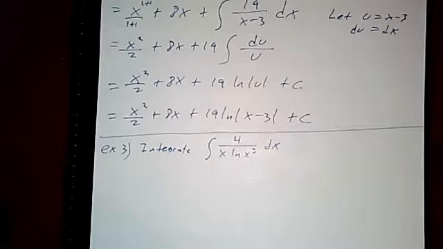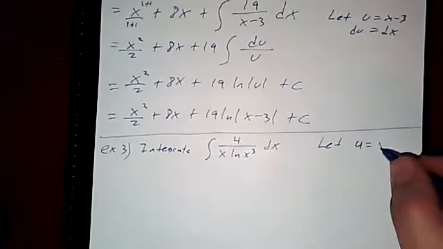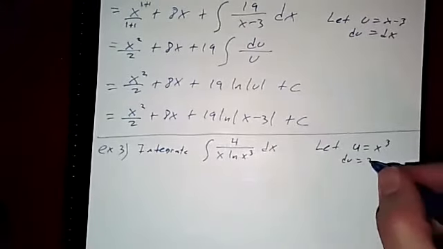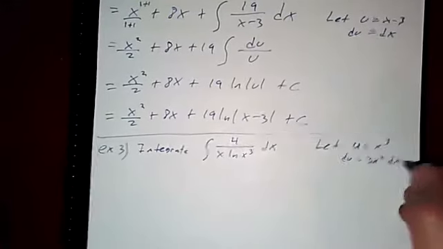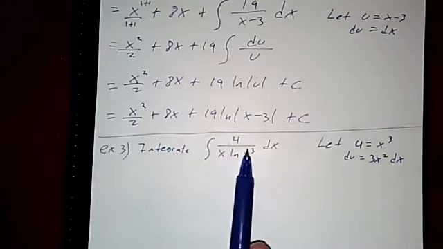So let's see here. Actually, here we might have to do a multiple sub. Yeah, let's see how it goes. I'm going to let u equal x cubed. I'm not entirely sure how to do it yet, but we'll figure it out. du is 3x squared dx. All right, so there is no 3x squared in here, right?